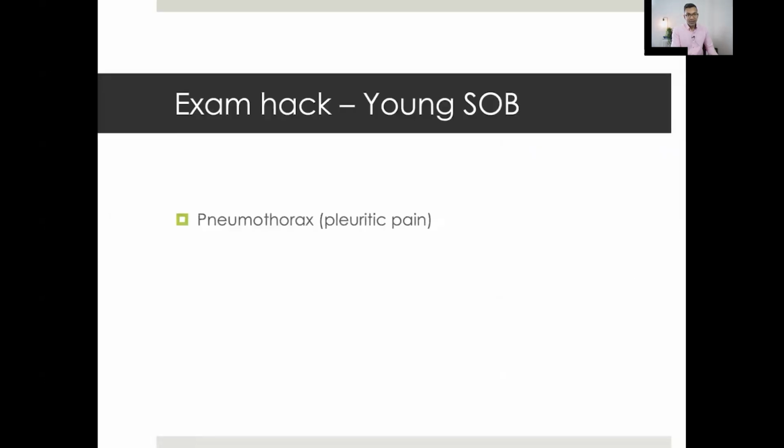So exam hack for young, shortness of breath. It's either pneumothorax or maybe pneumonia. They got short of breath, so maybe it's some kind of pneumonic process as well.